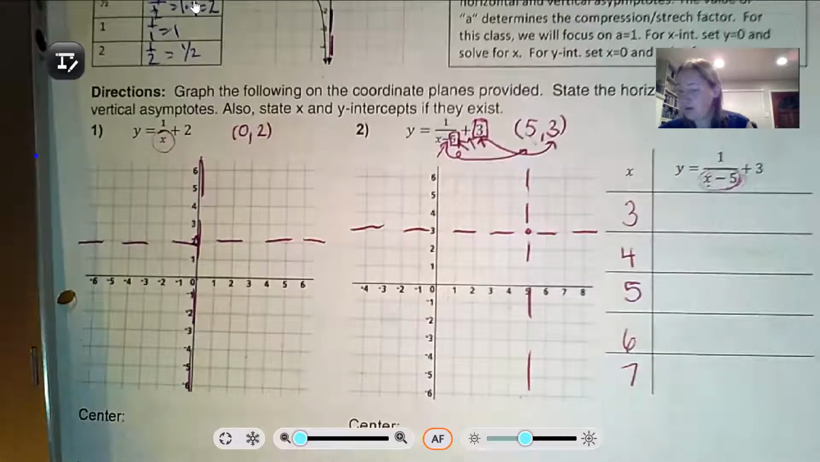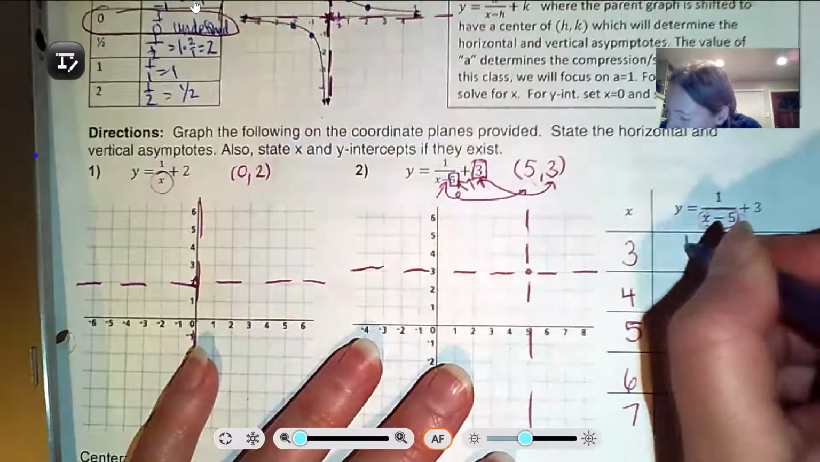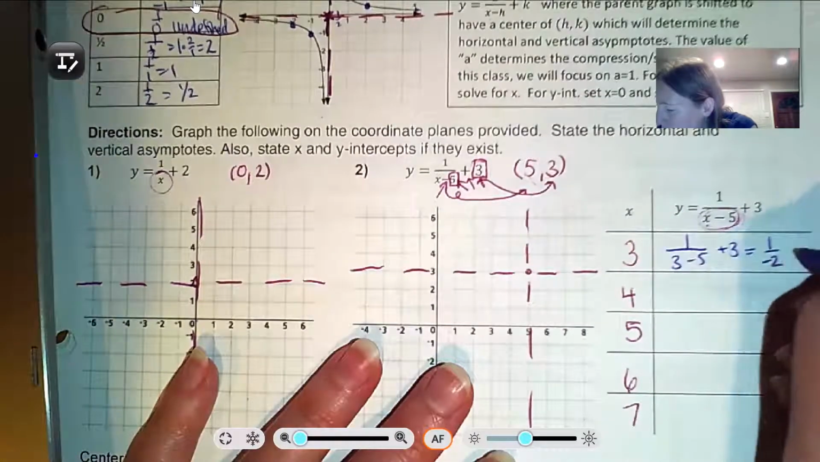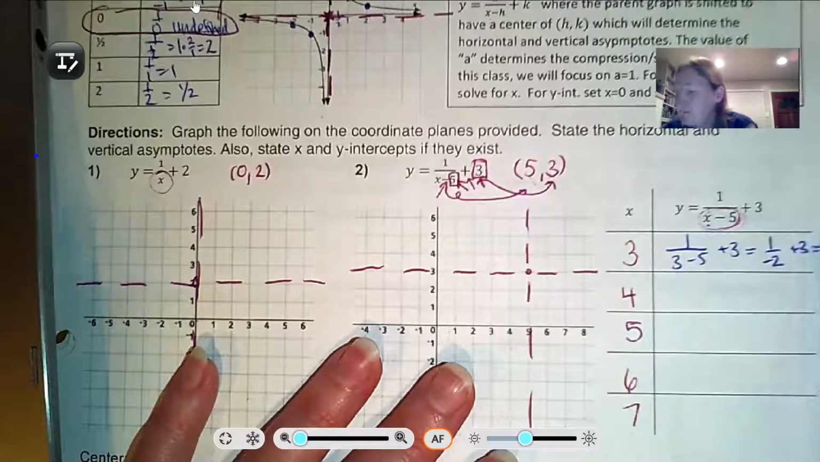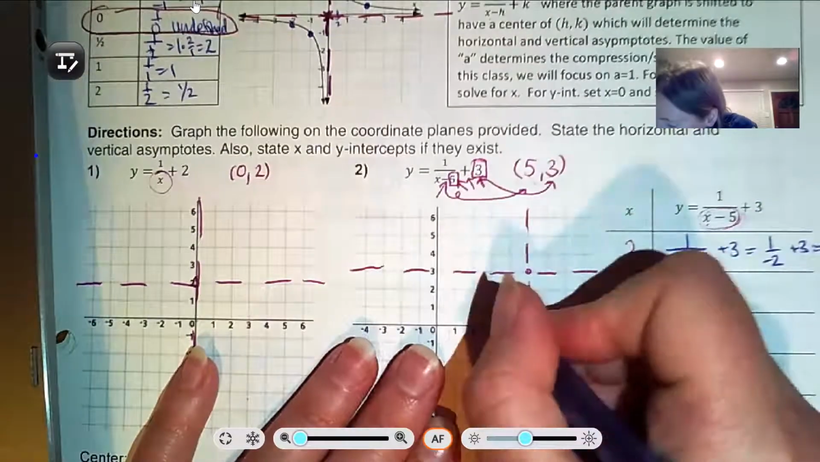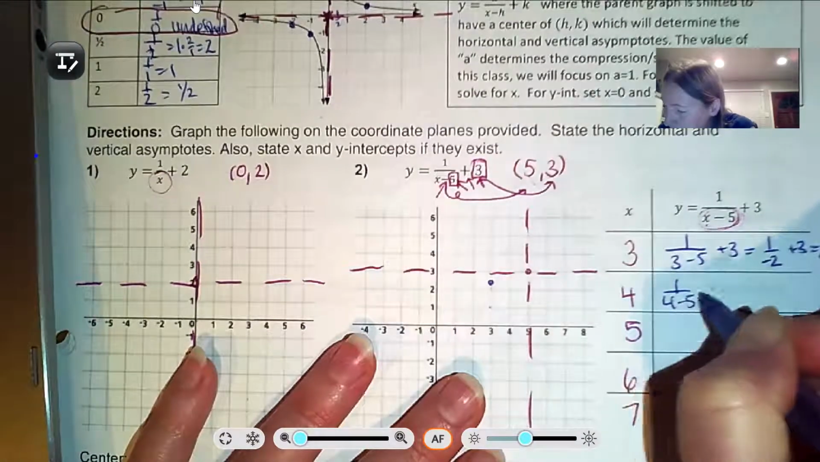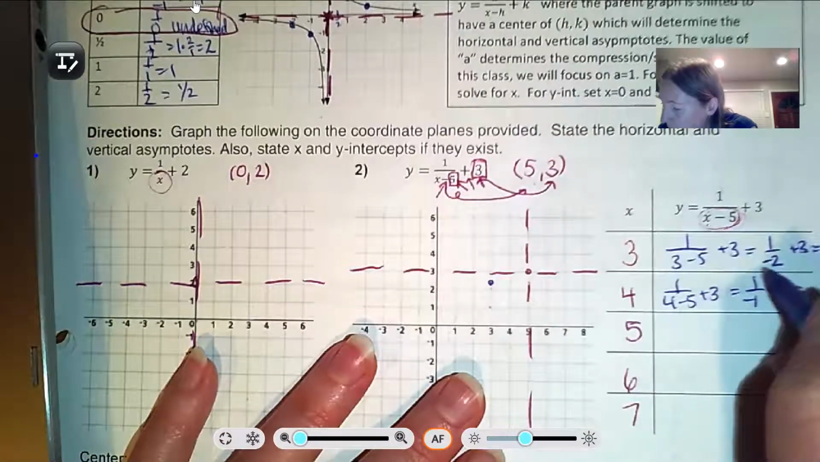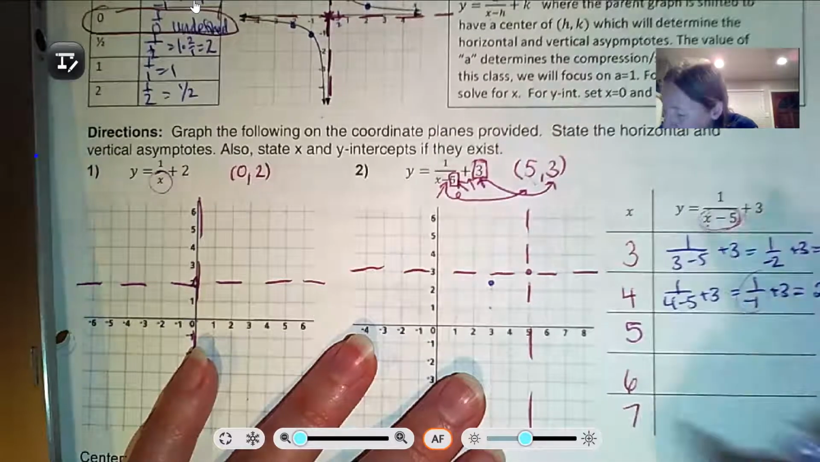So for the rest of the curve, there's a couple things that you can do to get more points. One, make a t-table. For example, this would be 1 over 3 minus 5 plus 3. So that would be 1 over -2 plus 3. 3 and minus a half would be 2 and 1/2. So at 3, I'd be at 1, 2 and a half. I could plug in 4. That'd be 1 over -1 plus 3, which is -1 plus 3, so that'd be 2. So at 4 for the x, we have a y of 2.